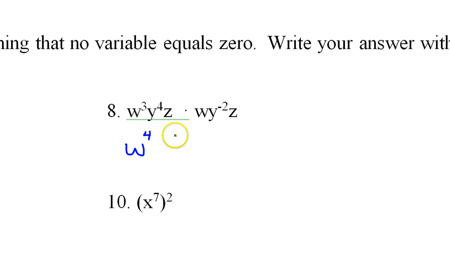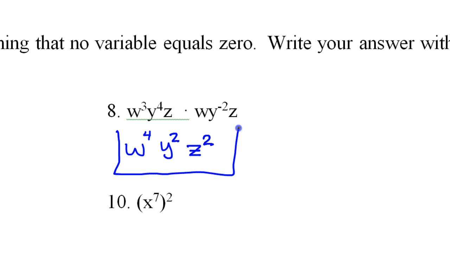Now with the y's though, this will be y squared because I am adding, once I'm dealing with negative and such. 4 plus negative 2 is 2. And now with the z's, this will be z squared. So actually that's it. There are no more negative exponents to drop down or anything. So that's the answer to number 8.